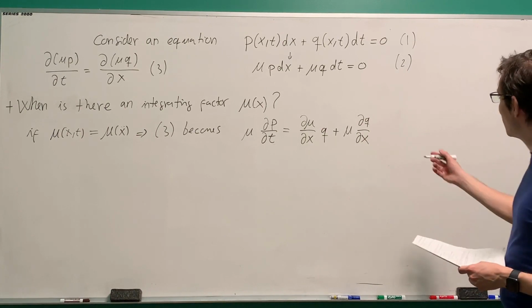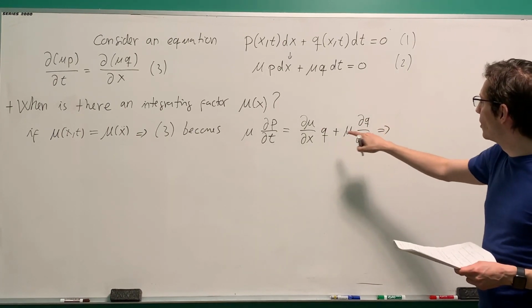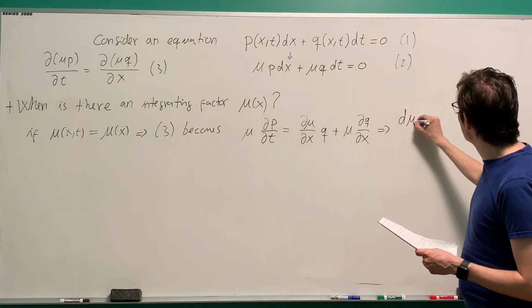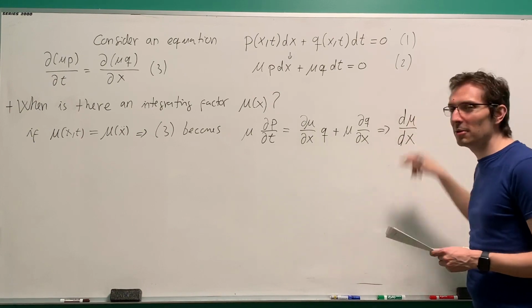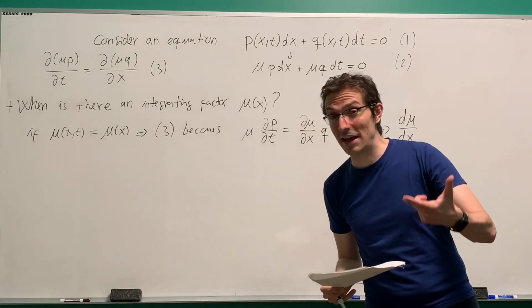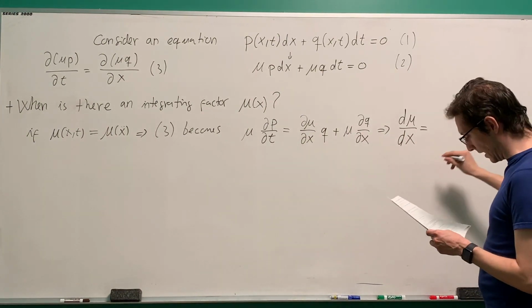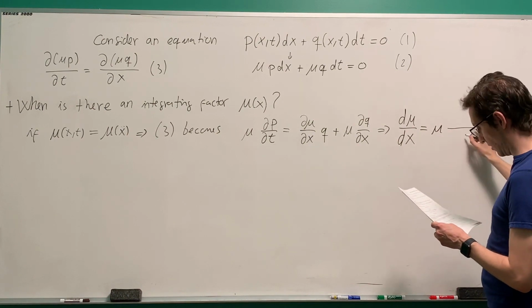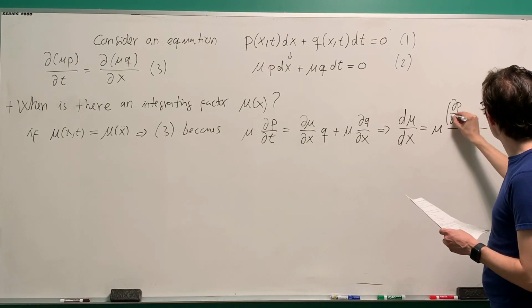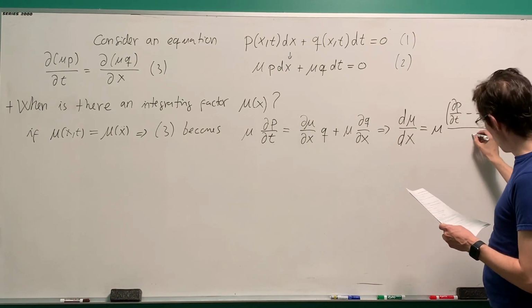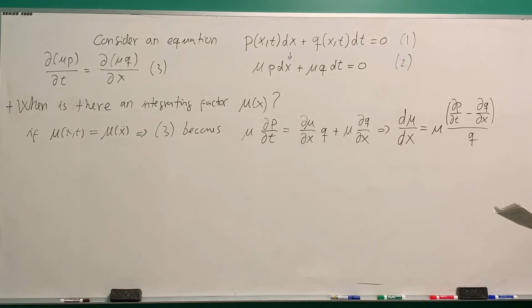All right. So if that's the case, we can actually solve for the partial derivative of mu with respect to x, and we find that the derivative of mu with respect to x, now I wrote total derivative here because I'm assuming mu is only a function of x, so partial and total derivative coincide in this case. So we have that this is equal to mu, and in the numerator we have partial p partial t minus partial q partial x divided by q. All right, so we find an expression for the derivative of mu with respect to x if mu only depends on x.